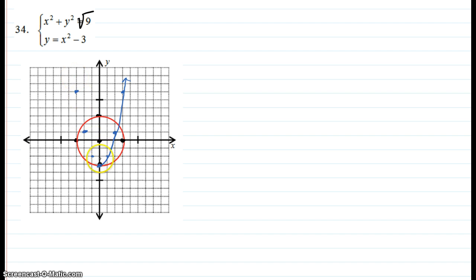And over here. Alright, so looks like we're going to have 3 answers. So we have 1, 2, 3. So now we have to figure out how we're going to solve this. So we have x squared plus y squared equals 9, and we have y equals x squared minus 3.